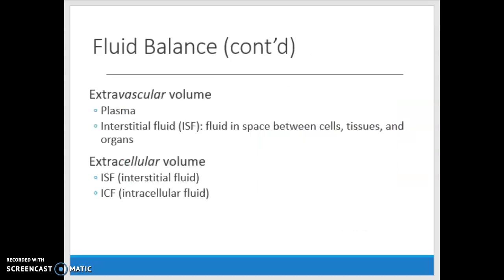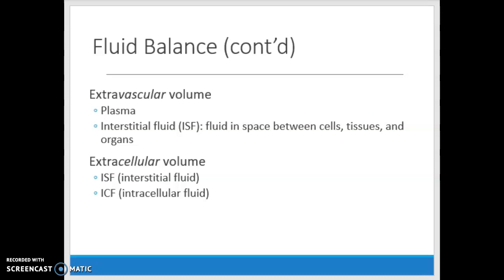When we're looking at extravascular volume, these things are kept in balance by the plasma and the interstitial fluid, the spaces between the cells. So there's a movement going back and forth between this space. The same thing with the extracellular volume. That is a movement from interstitial fluid to intracellular fluid. So volume is affected by where the fluid is located.